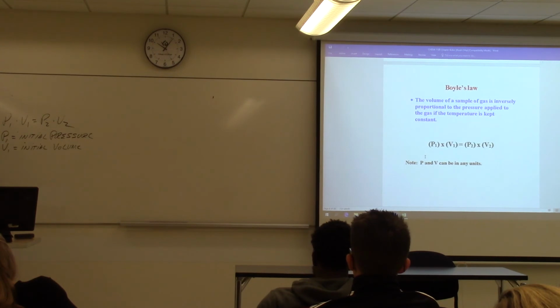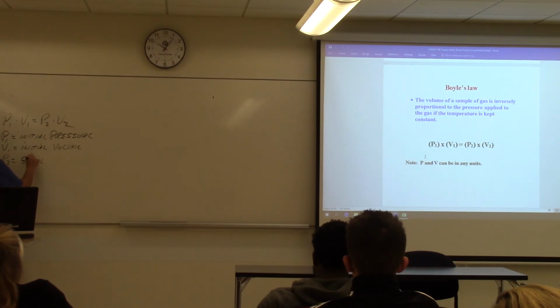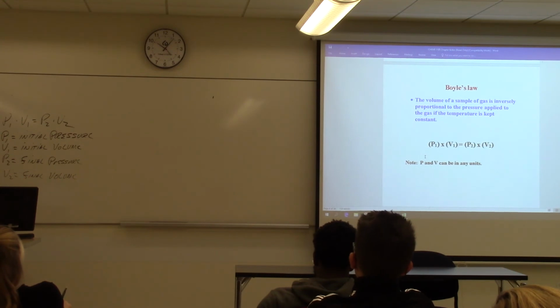Next, P2 equals the final pressure. And V2 equals the final volume of that gas. And therefore, Boyle's law is P1 times V1 equals P2 times V2, where P1 is the initial pressure, V1 is the initial volume, P2 is the final pressure, and V2 is the final volume.